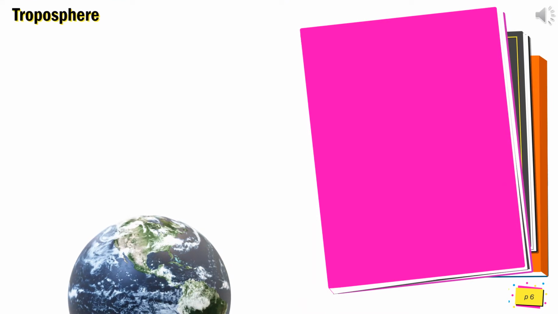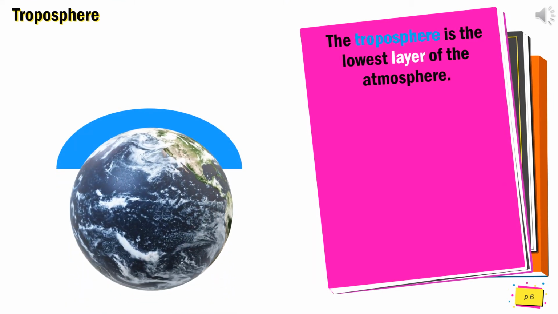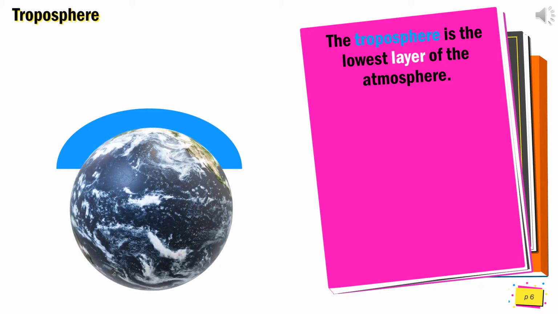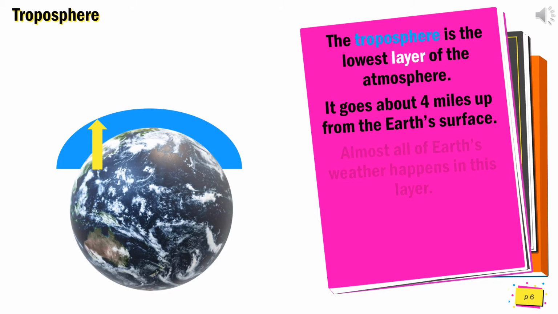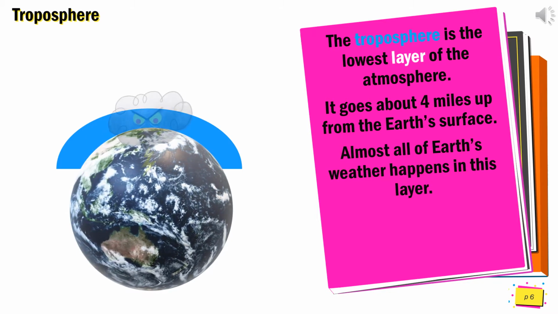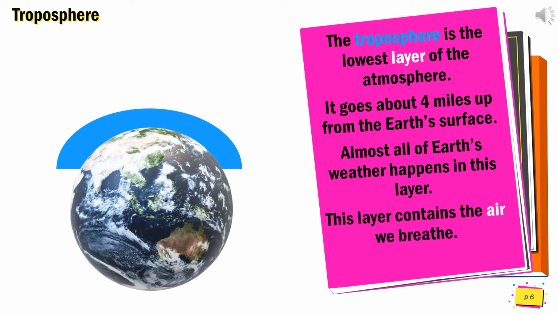Let's zoom in and see the troposphere. The troposphere is the lowest layer of the atmosphere. It goes about 4 miles up from the Earth's surface. Almost all of the Earth's weather happens in this layer. And this layer contains the air we breathe.